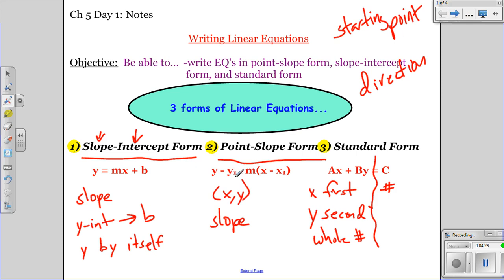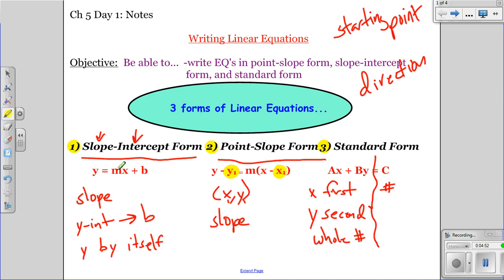Point slope form is you have an x and y. So this is like x1, y1. So those are shown right here. Okay, so we have x1 and y1. So what we do is we do y minus the y value and x minus the x value. These x and y's that come first don't change. And you have the slope right here. So it has a starting point and a direction. So those are the key things there.